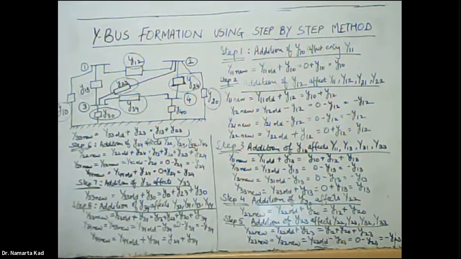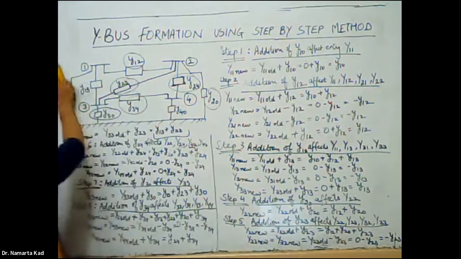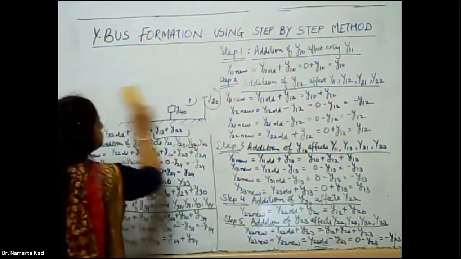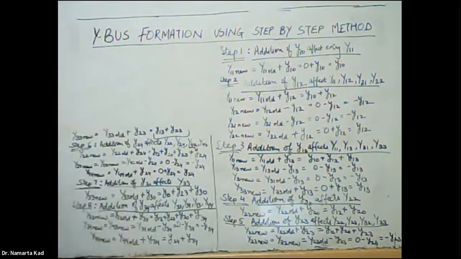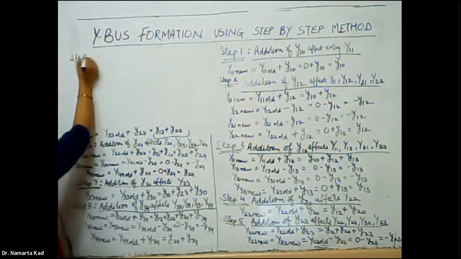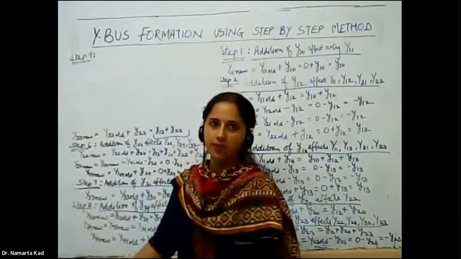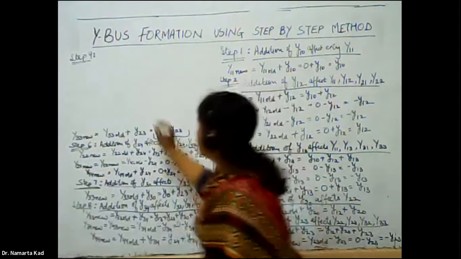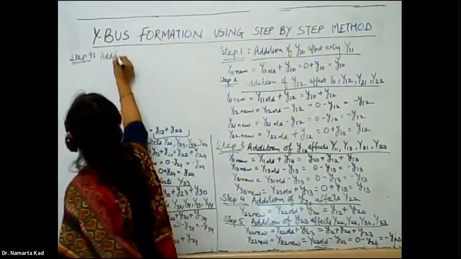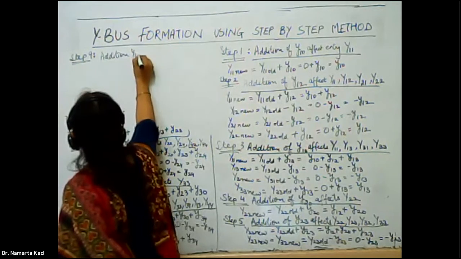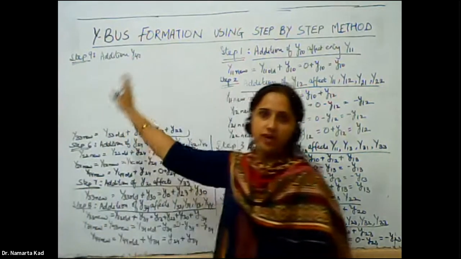Now finally only one admittance is left, this one. So in the next step, now I am going to erase this figure. Okay, finally step number 9. This is our last step in this step-by-step method. For step number 9, addition of y40. This is the last admittance that we have to add in the network.